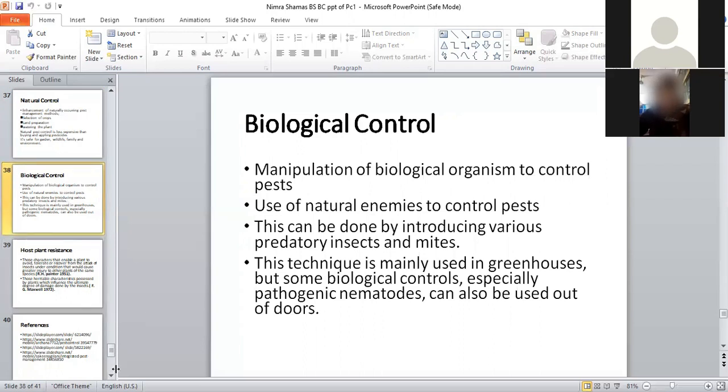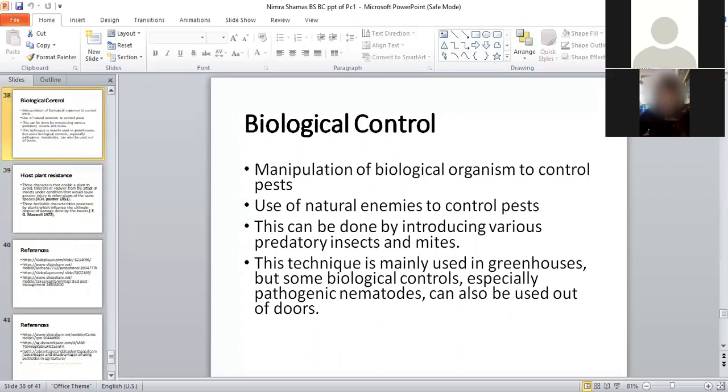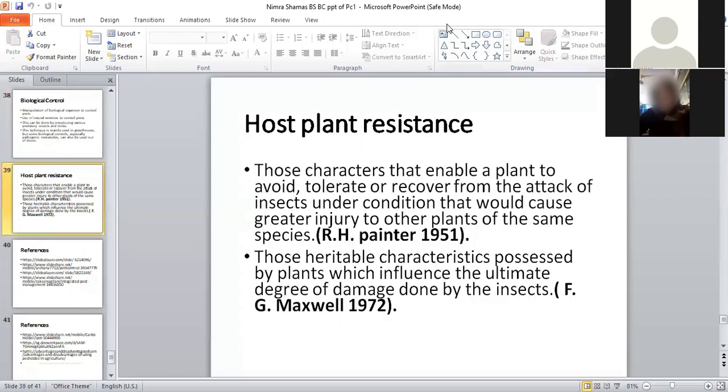Another is biological control, the manipulation of biological organisms to control pests. In this method we use biological methods in greenhouses, but some of the biological agents, especially the pathogenic nematodes, can also be used outdoors. So these are some methods to control insects, introducing various predatory insects. These are biological methods.